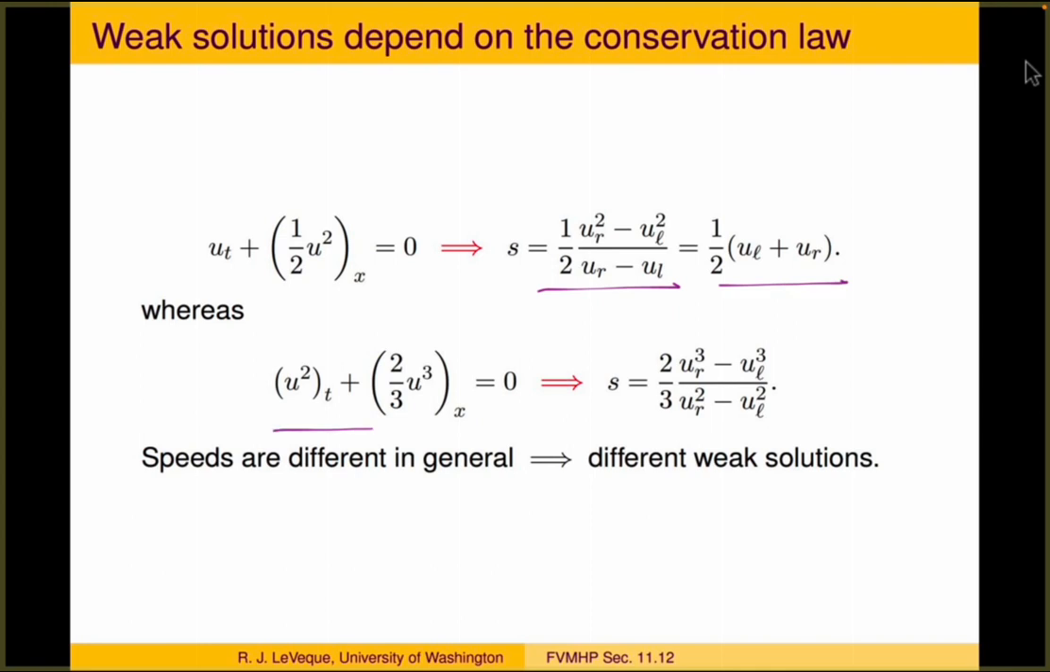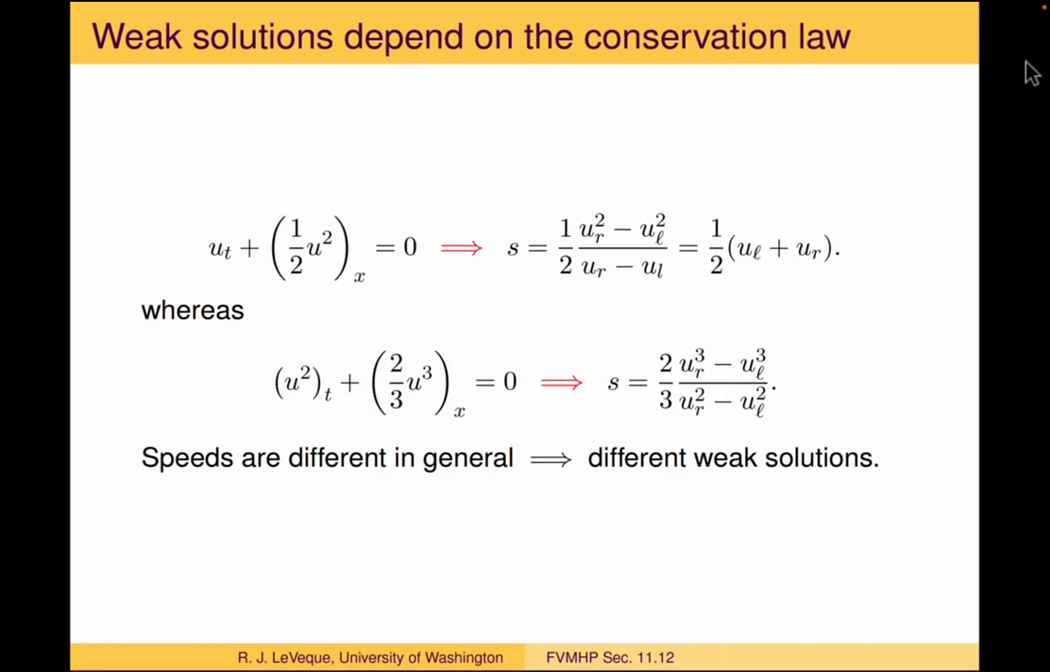On the other hand, for this other conservation law, it's the jump in flux, so it's the jump in 2/3 u cubed, divided by the jump in the conserved quantity, which is u squared. So that's the denominator here. And we get an expression that looks quite different. And in fact, the speed on the bottom is always greater than the speed given by Burgers' equation. Take, for example, u left equals 1 and u right equals 0, then the two shock speeds are just 1/2 and 2/3 in that case, for example.